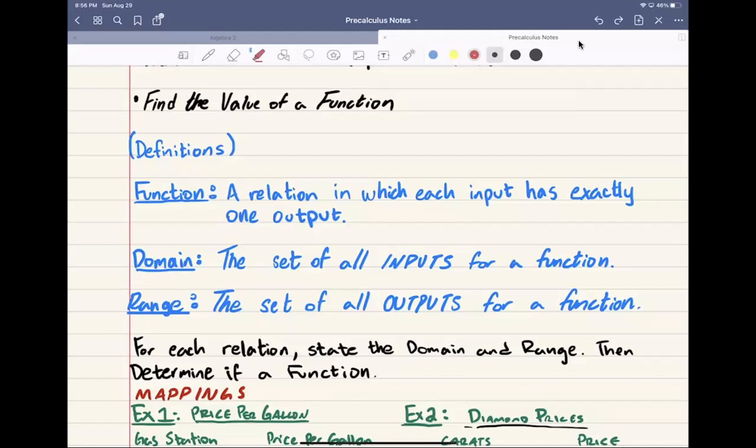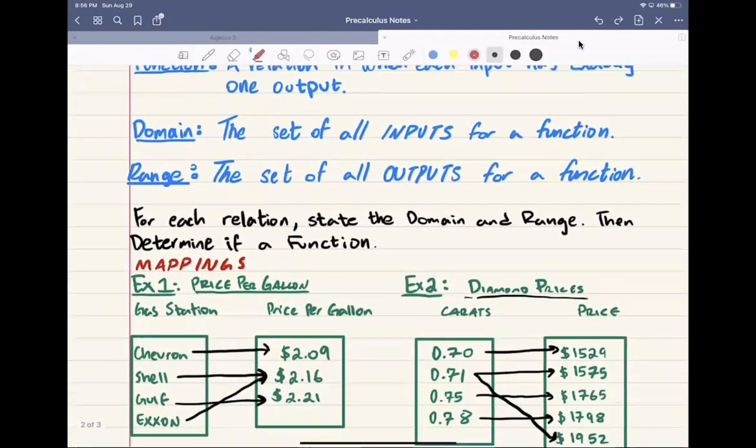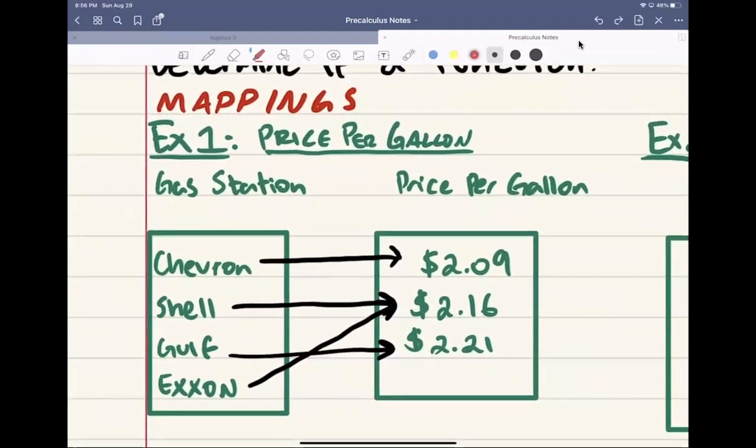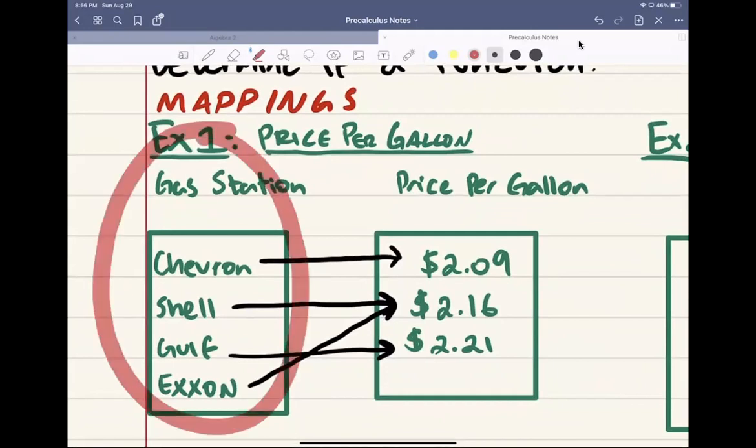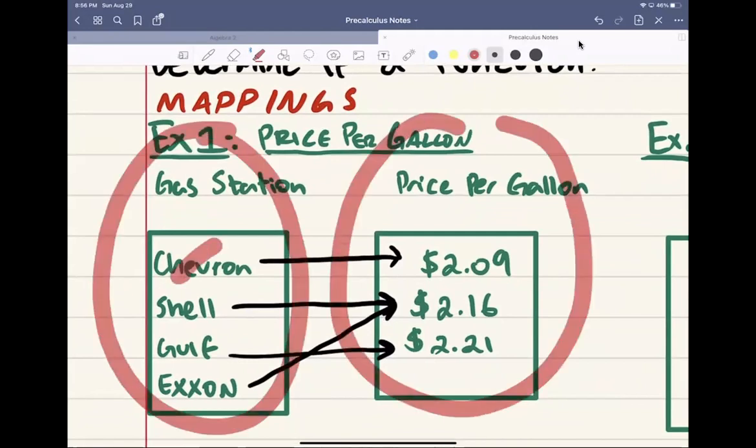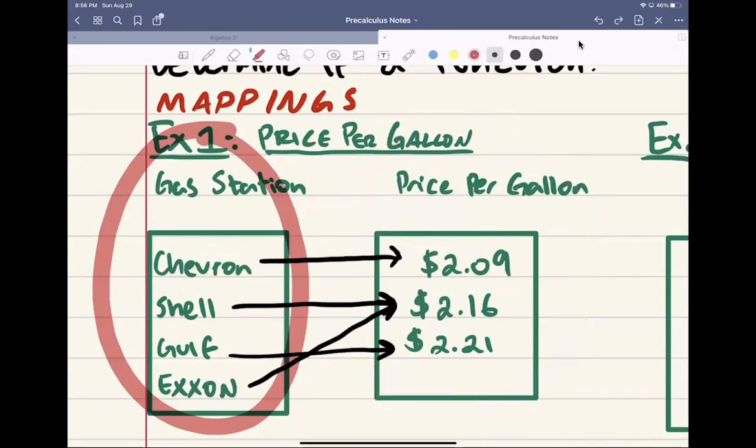We're going to be shown some relations. A relation is just a mapping from one thing to another. We're going to state the domain and range, then determine if it's a function. We're going to first start off with a mapping. If you don't know what a mapping is, it's going to look like the following situation. You're going to have one set and another set, and one is going to go to the other. That's what we call a mapping, right? Something from one set gets you to the other set; it has an output in another.